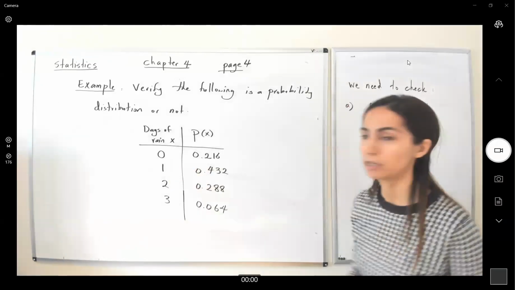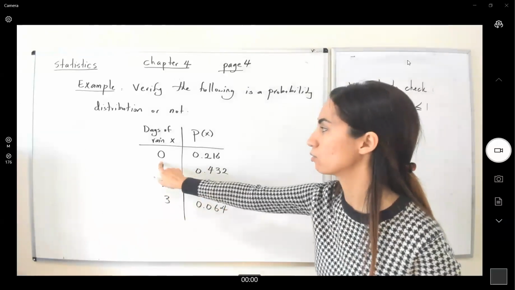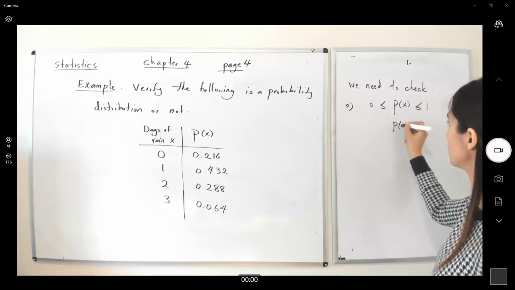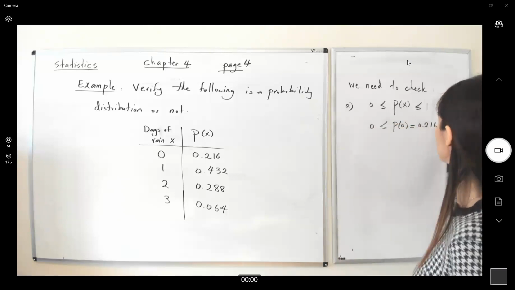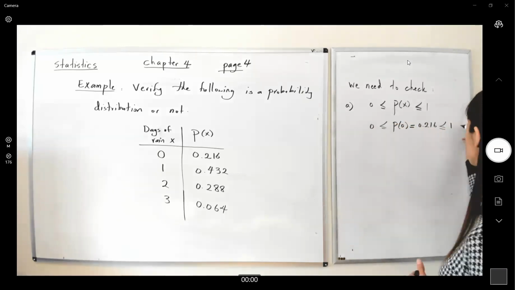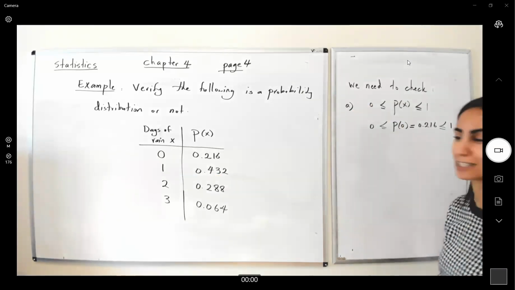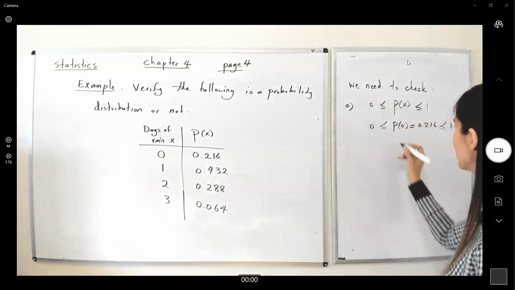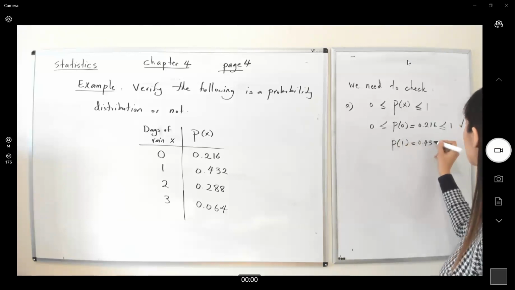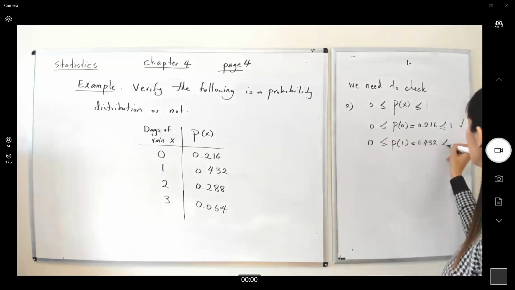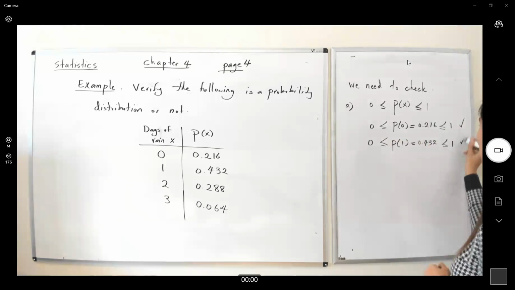How many x do you have? You have 1, 2, 3, 4 x values. If x is equal to 0, p of 0 is equal to 0.216. Is this between 0 and 1? Of course. The second variable is 1 day of rain, and the probability is 0.432. So p of 1 is 0.432. Is this between 0 and 1? Of course. This is a decimal number between 0 and 1.